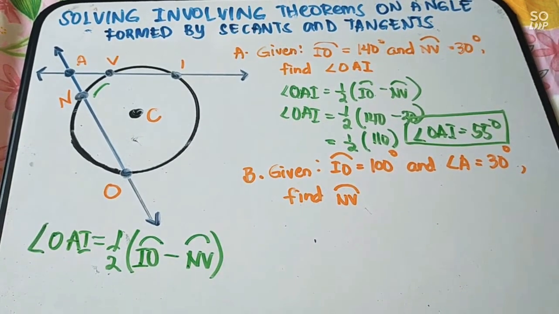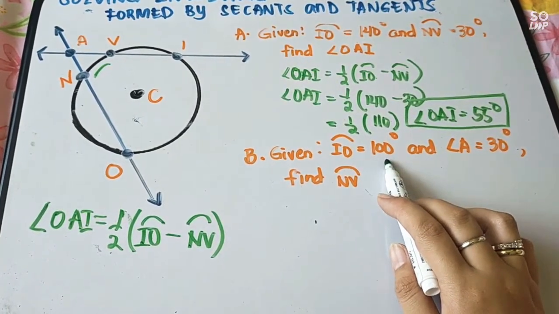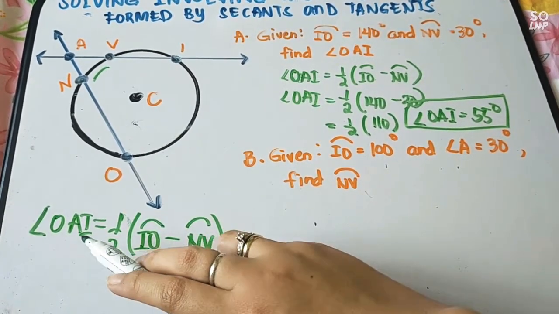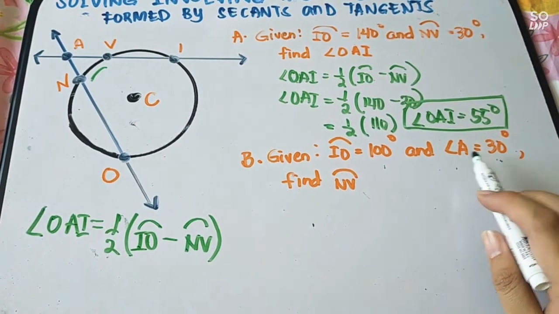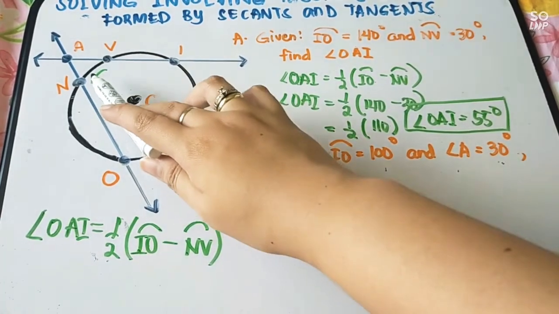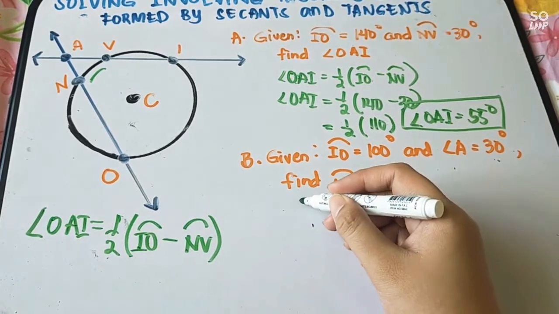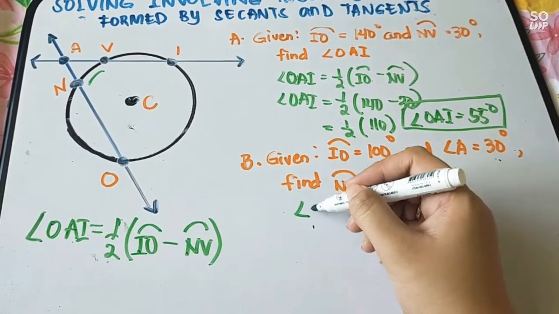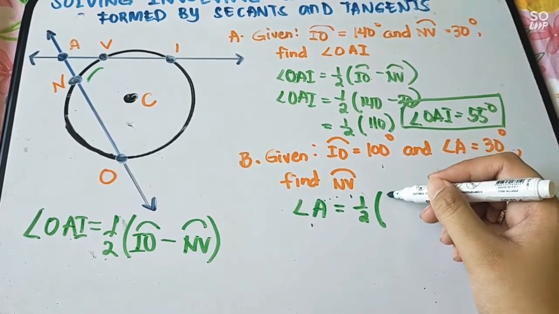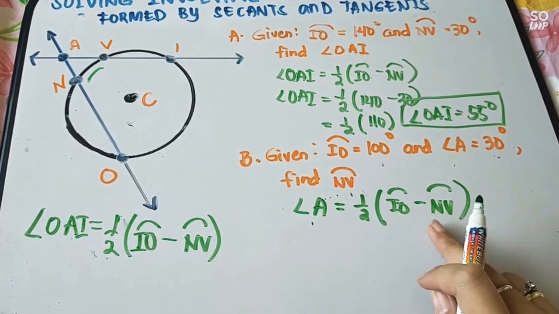Is it clear? Next tayo. Baliktad naman. Ang given natin ay si IO, which is 140 degrees. Si angle OAI ay equal to 30 degrees. We are going to find for the smaller intercepted arc, which is NV. Yun naman yung nawawala. So, using again this formula, we have angle, change na lang natin, pwede naman siyang angle A na lang, is equal to 1/2 of arc IO minus arc NV. So, hanapin natin si NV.